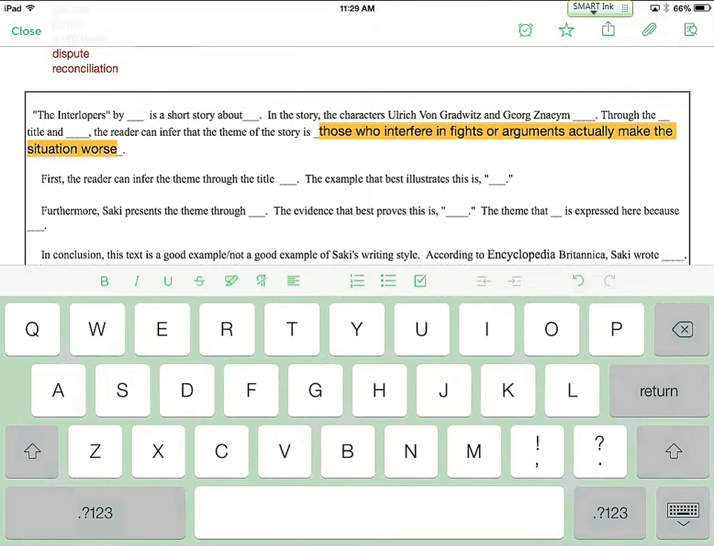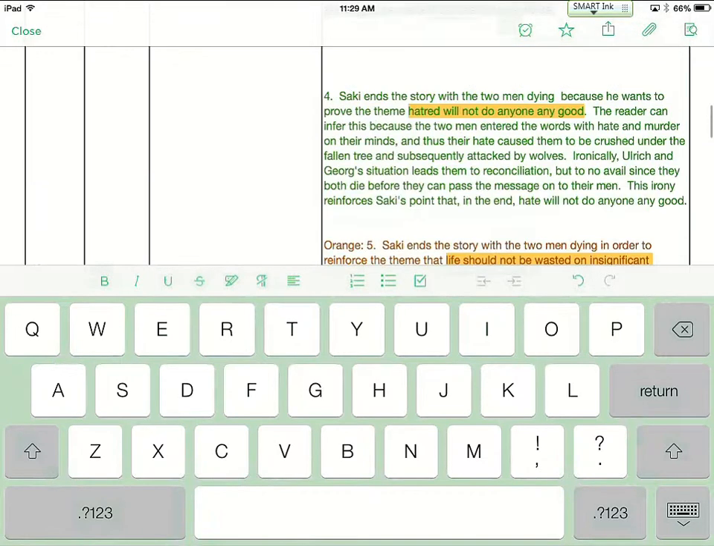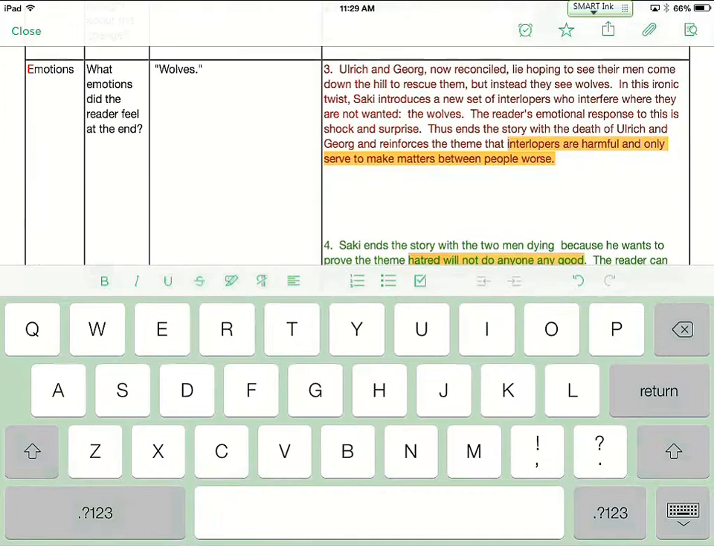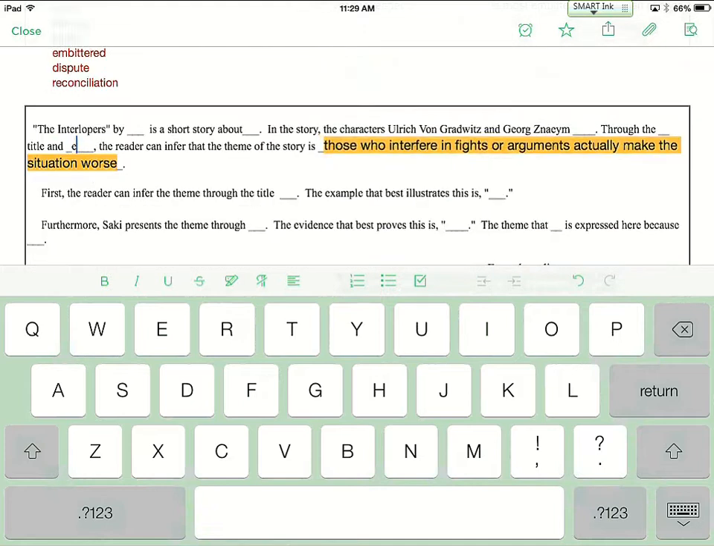The second evidence, number 3 in red, comes from the emotions in the reader. So I will put emotions in the reader. You should add in the reader because just emotions won't make sense.